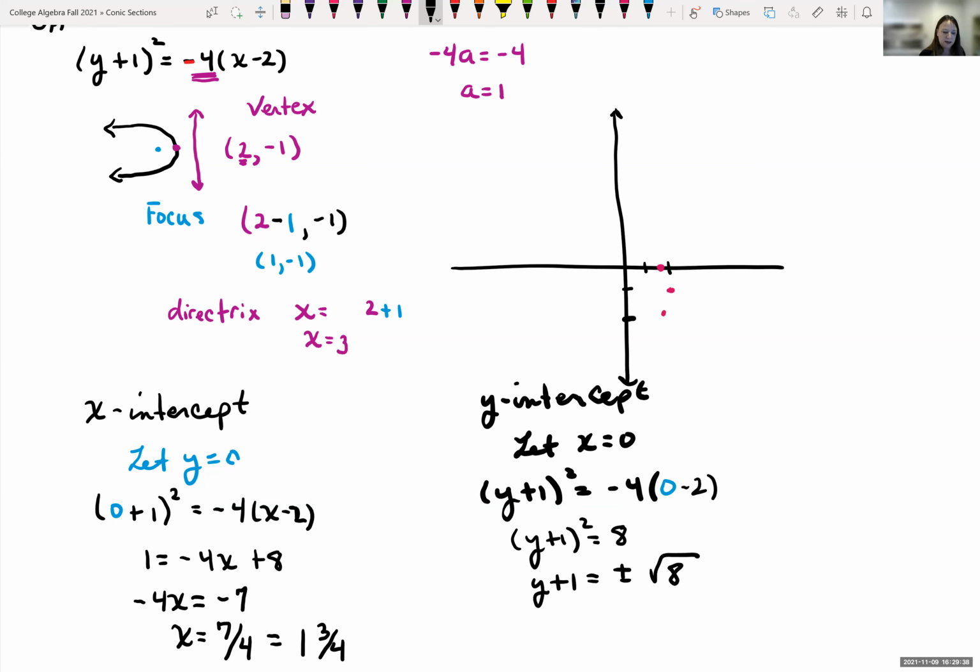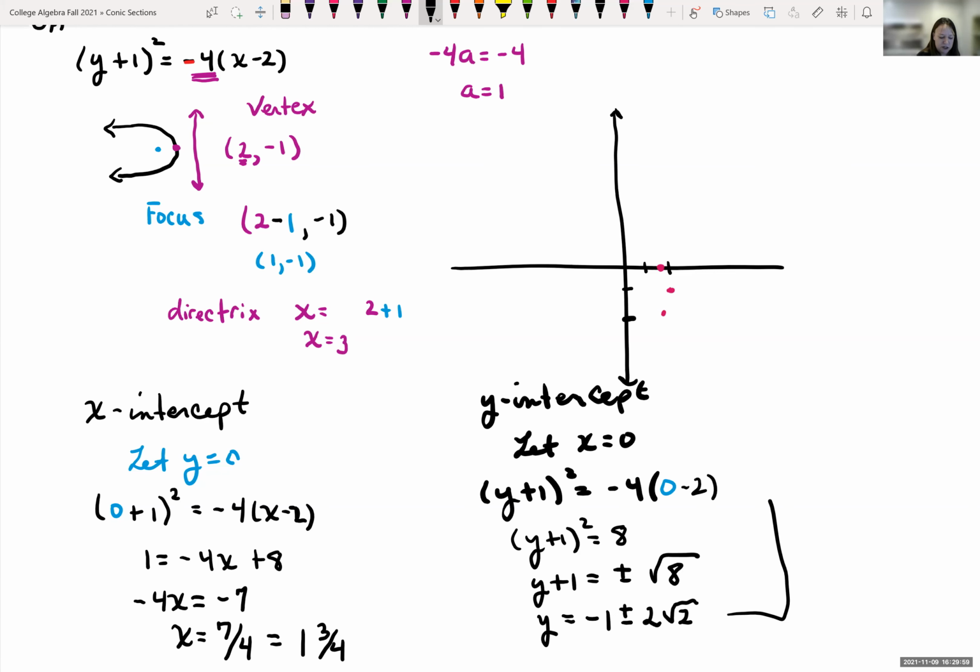Let's subtract 1. And at the same time, I'm going to pull out 8 has a perfect square factor. So y is equal to -1 plus or minus the square root of 4, which is 2. So I'm pulling that piece out. And then I'm left with a √2.